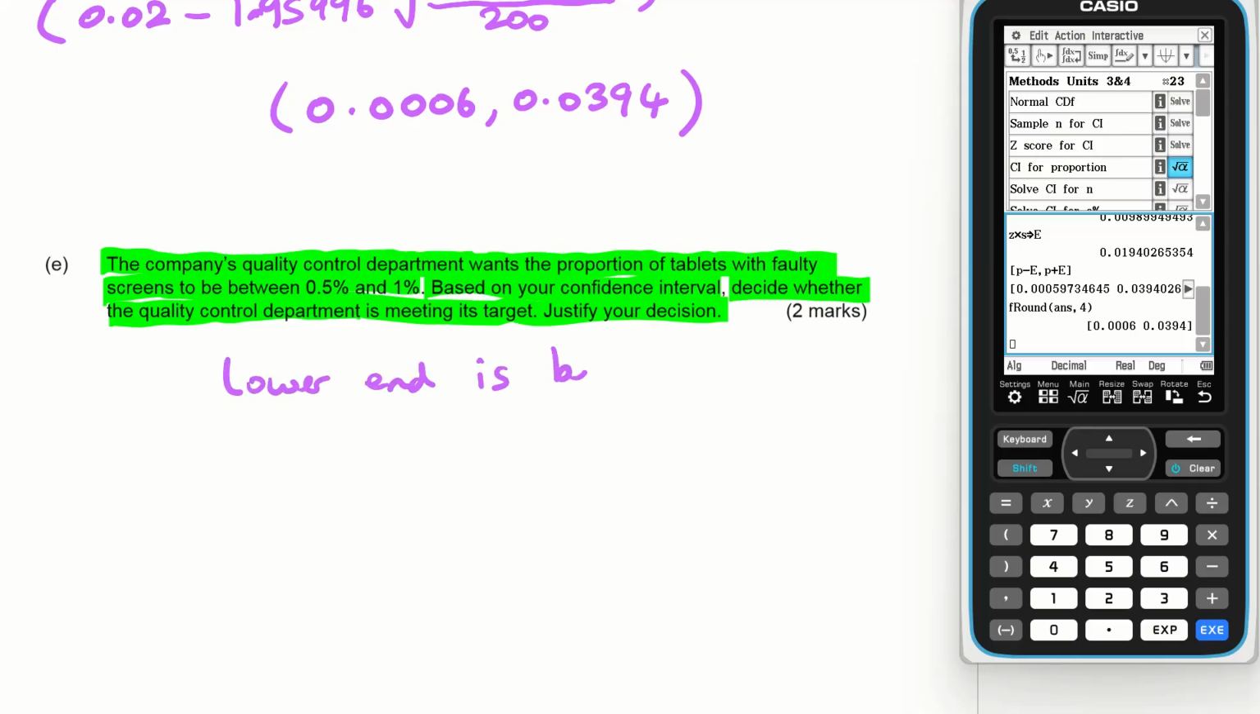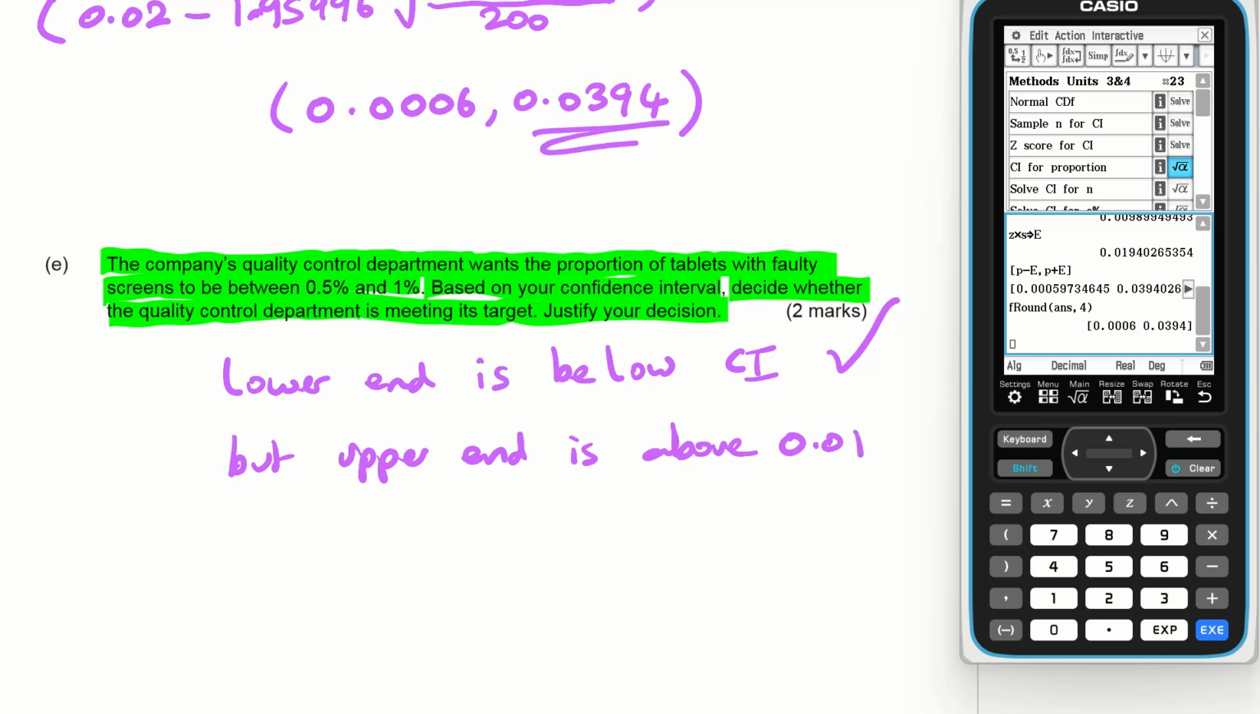The lower end is below the confidence interval, which is great because that means we've got less. But the upper end is above 0.01. We can see that just there. So upper target is not met.